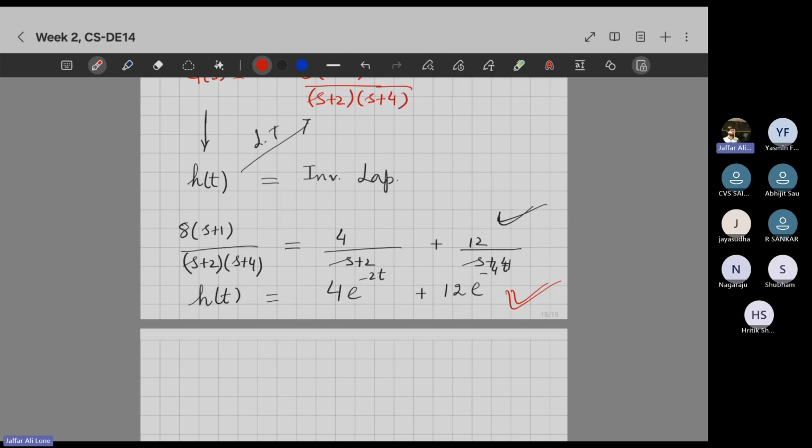We started with transfer function questions, where we were given differential equations and asked to find the transfer function. One way is to just take the Laplace transform, then find the relationship of output over input, assuming zero initial conditions. That's your transfer function questions.